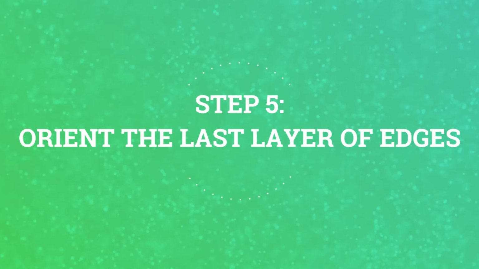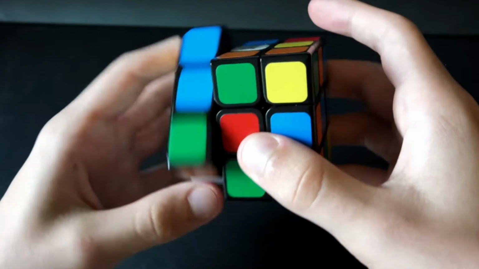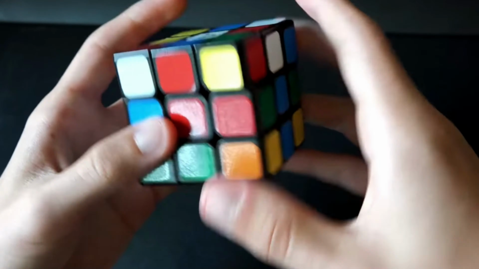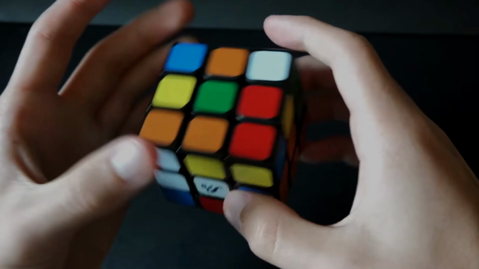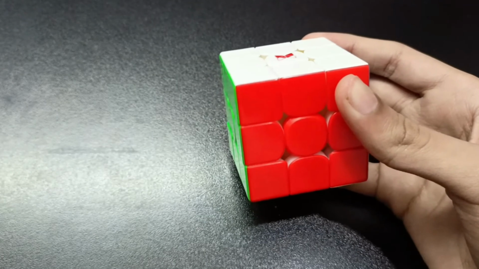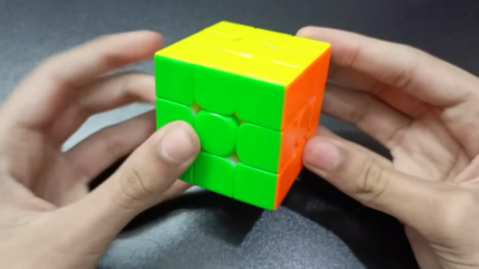Step number 5. Orient the last layer of edges. Now, it's time to tackle the last layer. Start by orienting the edge pieces on the last layer. Look for the edge pieces with the same color as the center on the top face and position them correctly.